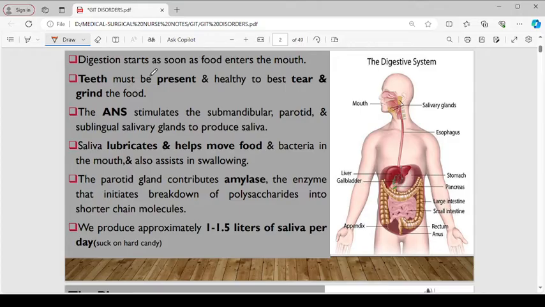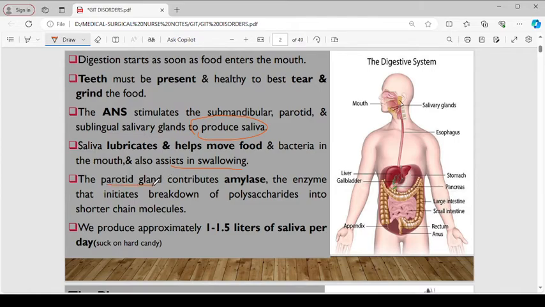So we must have the teeth present, and they should be in a healthy state so as to help tear and grind the food. We have the autonomic nervous system, which stimulates the submandibular, the parotid, and sublingual glands, and these are meant to produce saliva. Saliva is so key in digestion in that it helps lubricate and move the food and even the bacteria in the mouth, and also assists in swallowing.